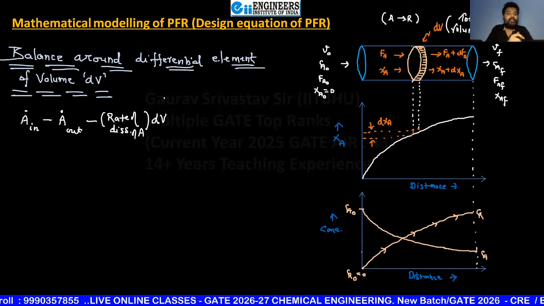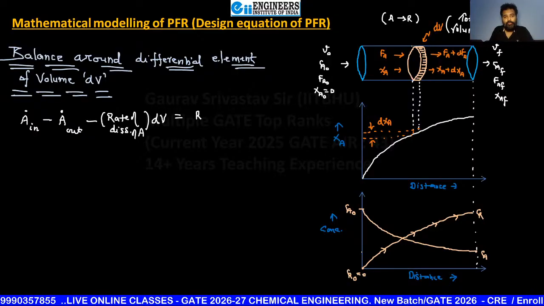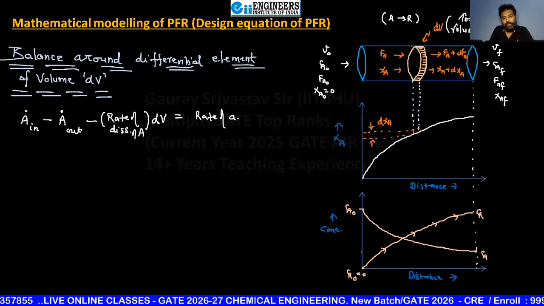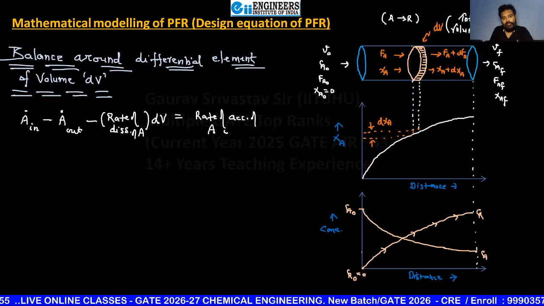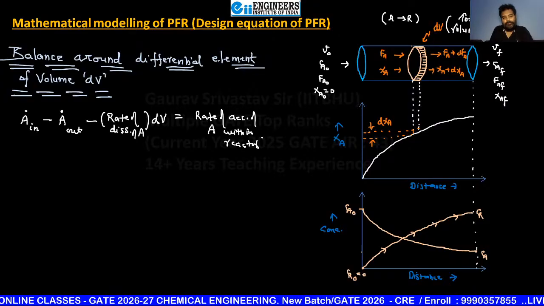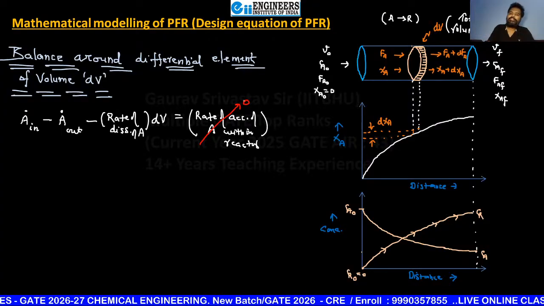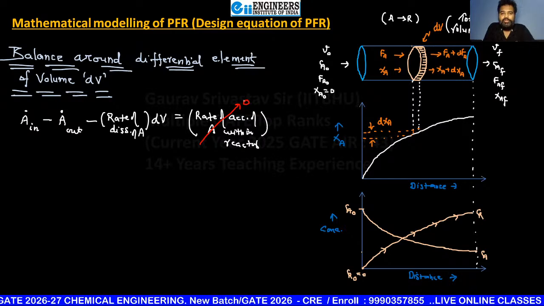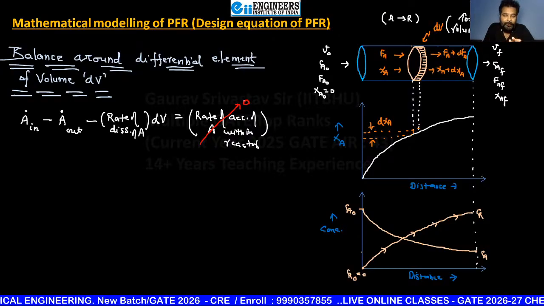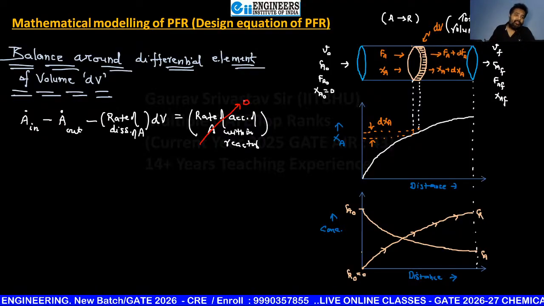Okay, and that becomes equal to rate of accumulation of A within reactor. Now in this balance, this term will be 0 because accumulation is not there, because these reactors are steady state reactors. The operation that you are going to perform there is steady state. So very easy, very easy.